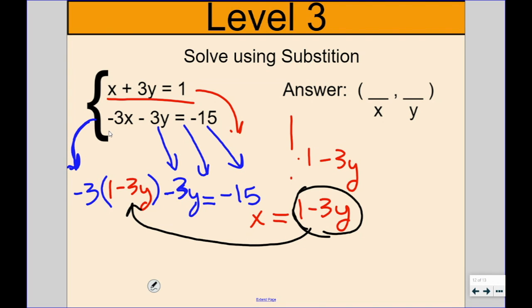Okay. I just rewrote this equation down here. In order to solve it, you're going to need to distribute and then simplify and solve for y. Once you get your y, you're going to go back into one of these equations and solve for x. This will get you started on it. These are some extra steps. That's why this one's a level 3 using substitution. And good luck and have a great day.